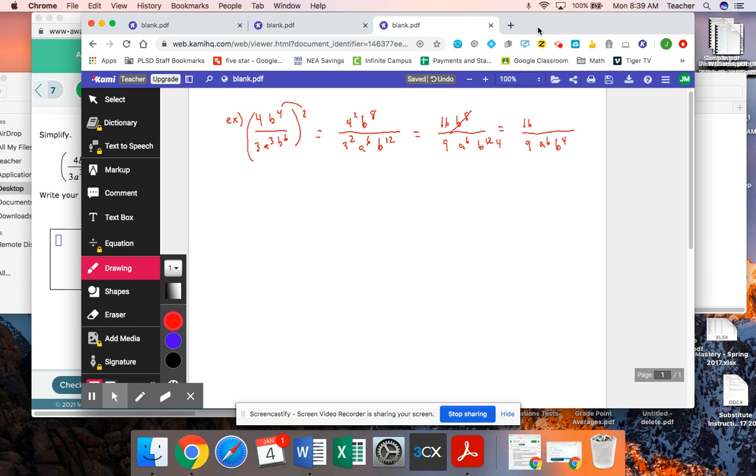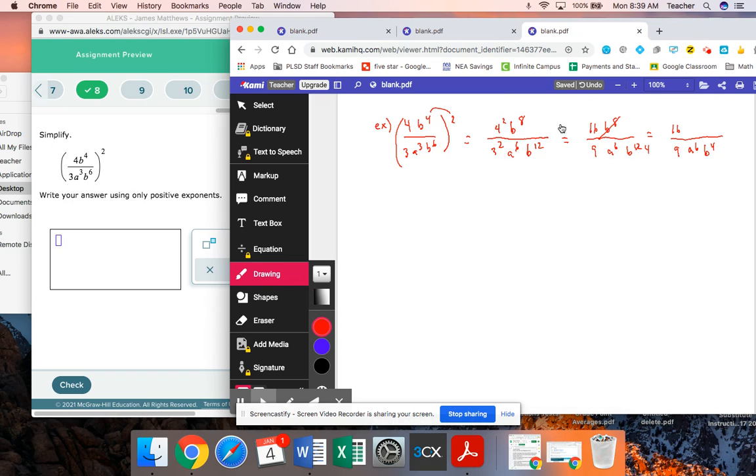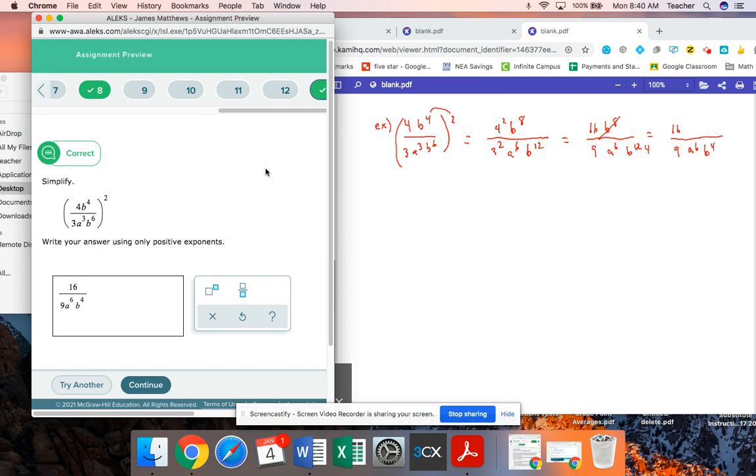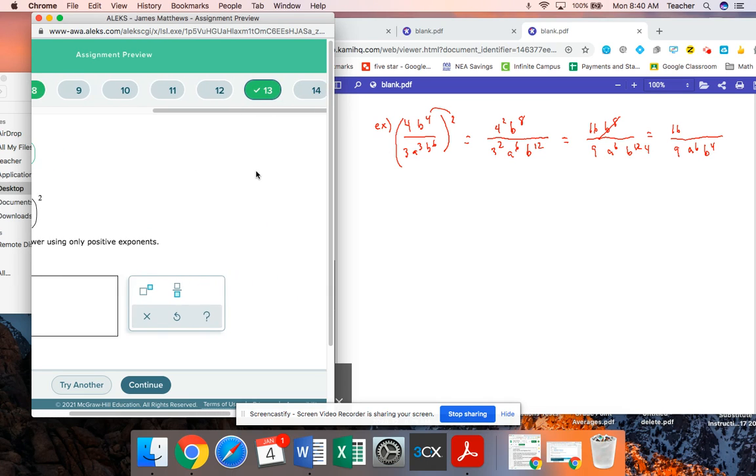So when I write my answer in Alex, unless I did something wrong by rushing, I should only have 16 up top, and then down low a 9, A to the 6th, and then B to the 4th. We should be good unless I made a simple mistake somewhere. All right, and we're good. All right, so that's number 13.